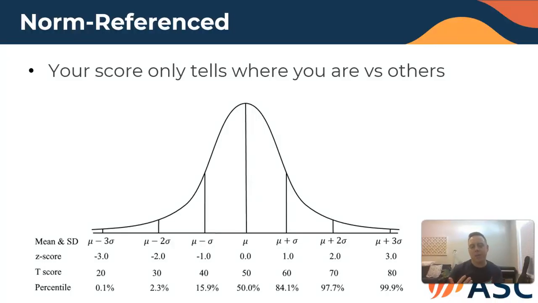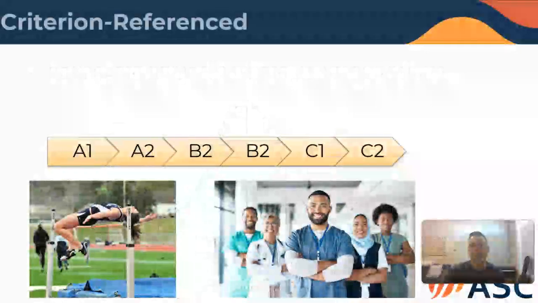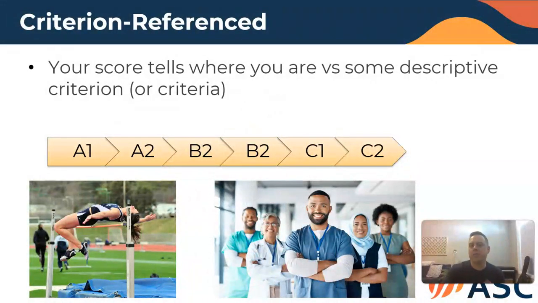It doesn't have any connotation about how much you've actually learned or how much you know in a descriptive fashion. Now, criterion referenced, on the other hand, tells you where you are versus some descriptive criterion, or criteria. It could be multiple ones. A common one is the CEFR, Common European Framework of Reference for Languages, in terms of mastery of language, from A1 up to C2. And there are specific descriptors of what those are for different types of languages, being able to hold conversations, being able to read academic papers, being able to have near fluent conversations. There are descriptors like that that go into those.